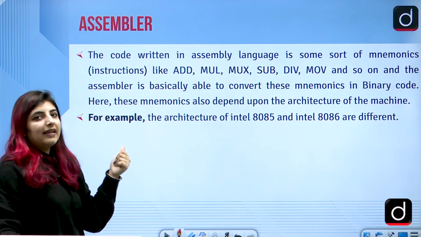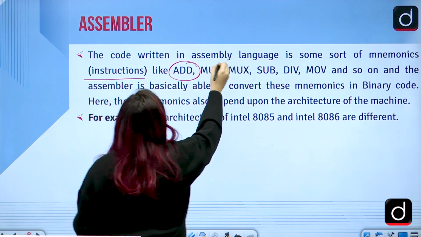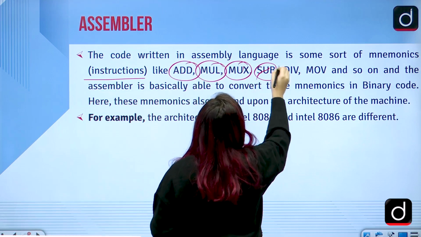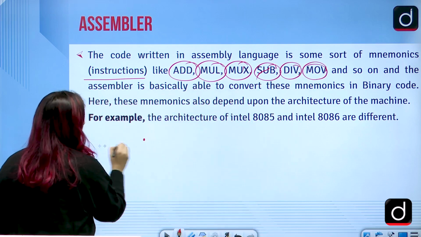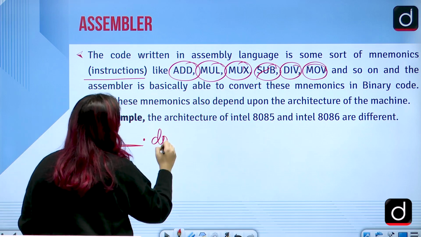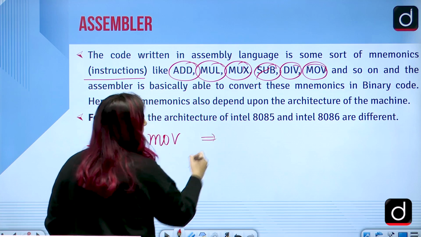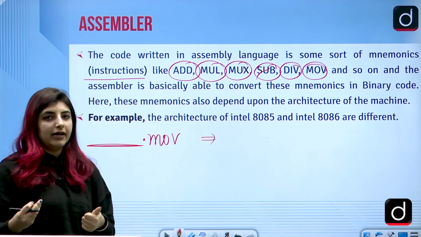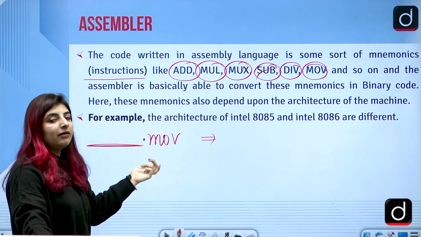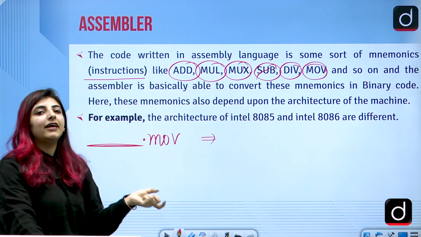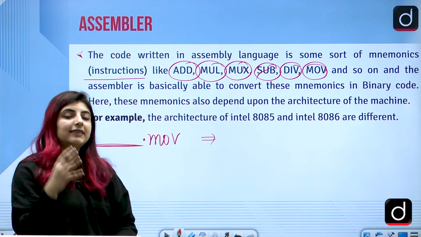The code written in assembly language uses mnemonic instructions like ADD, MUL, MUX, SUB, DIV, MOV, correct? For instance, if you have a program file and you post it like this, MOV, let's just take MOV as an example. It could mean a file which is movie related or a visual file, correct? Obviously a human can read this, and it is also understandable by the computer by translating it into machine language. That is what the assembler is doing.